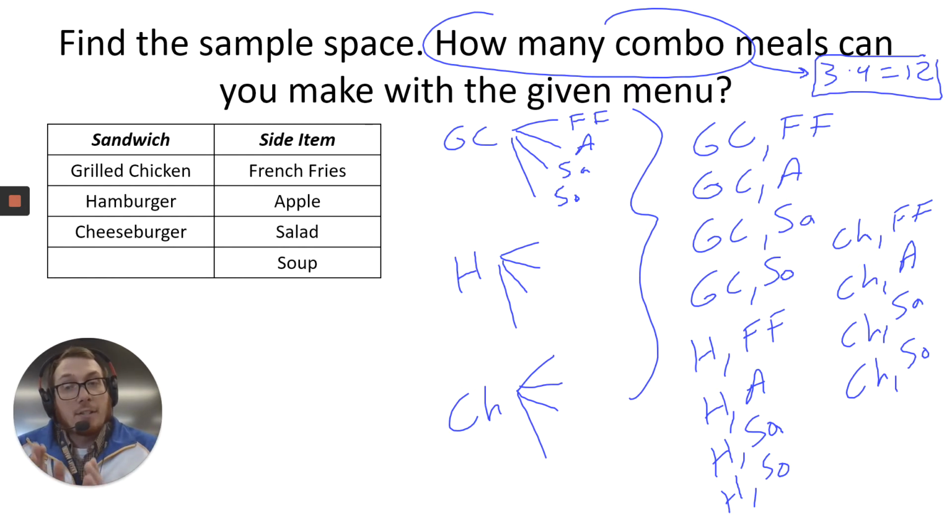Now if the question is sample space, then it would be the list of these options. If the question is how many combo meals can you make, that should be more of a fundamental counting principle idea where you just take 3 options for this times 4 for this one, and 3 times 4 would be the 12 options. Make sure you're very clear. Sample space is the list of all the options, what are the options, and then combinations of how many would be a number as your answer.